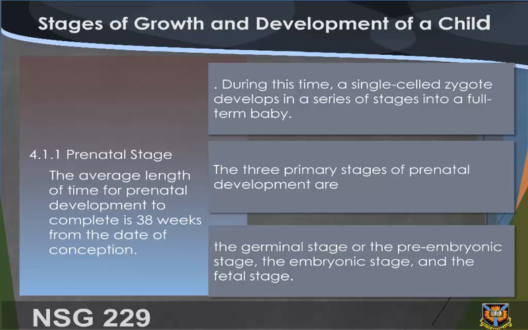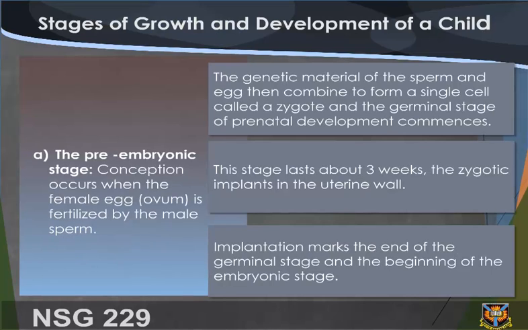4.1.1 Prenatal stage. The average length of time for prenatal development to complete is 38 weeks from the date of conception. During this time, a single-celled zygote develops in a series of stages into a full-term baby. The 3 primary stages of prenatal development are the germinal stage or the pre-embryonic stage, the embryonic stage, and the fetal stage. A. The pre-embryonic stage.